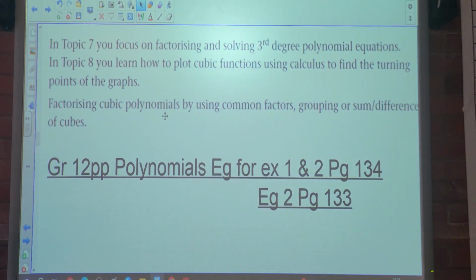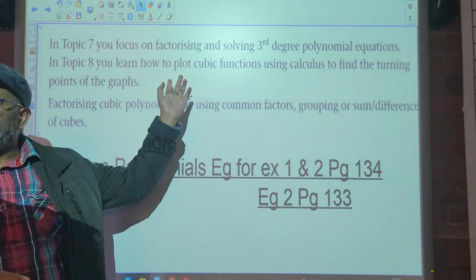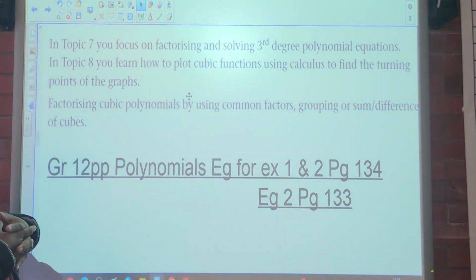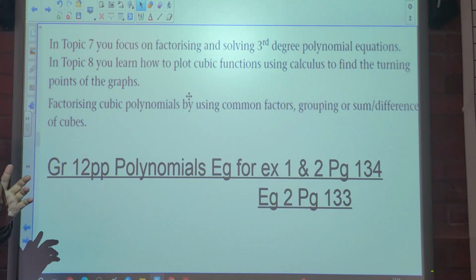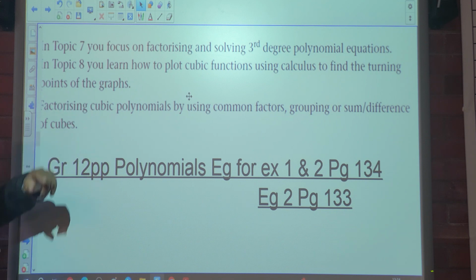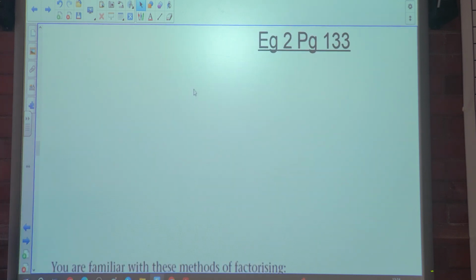Here in topic 7, you focus on factorizing third degree polynomial equations. In topic 8, you learn how to plot cubic functions, like drawing your cubic graph, using calculus to find the turning points of the graph. Factorizing cubic polynomials by using common factor, grouping, or sum and difference of cubes is what we're going to look at now. Okay.